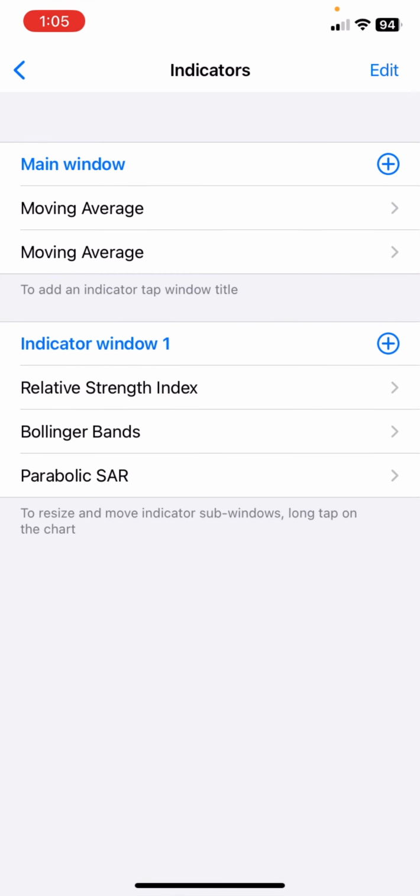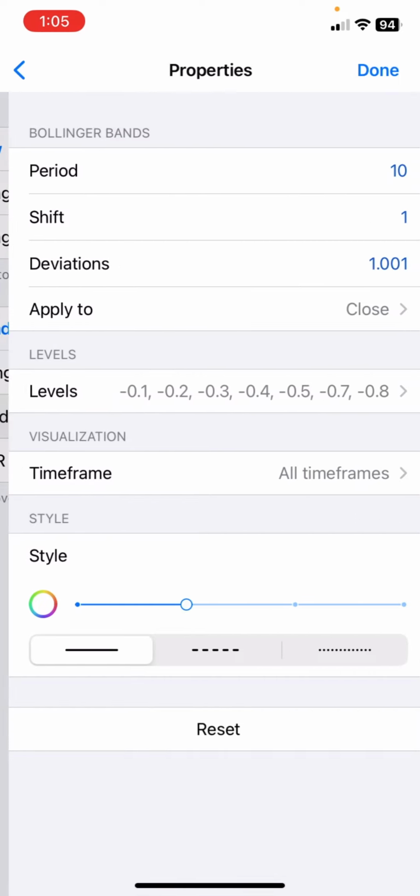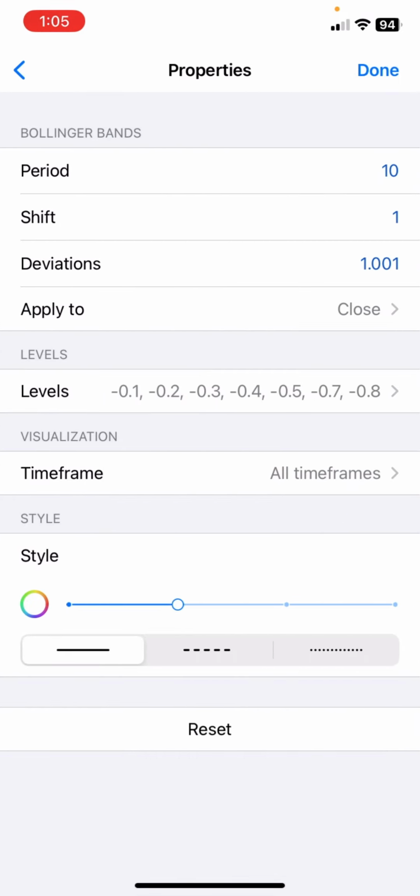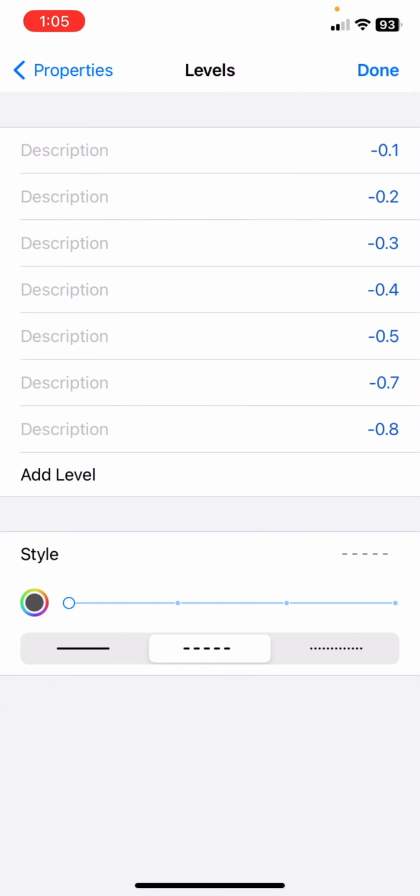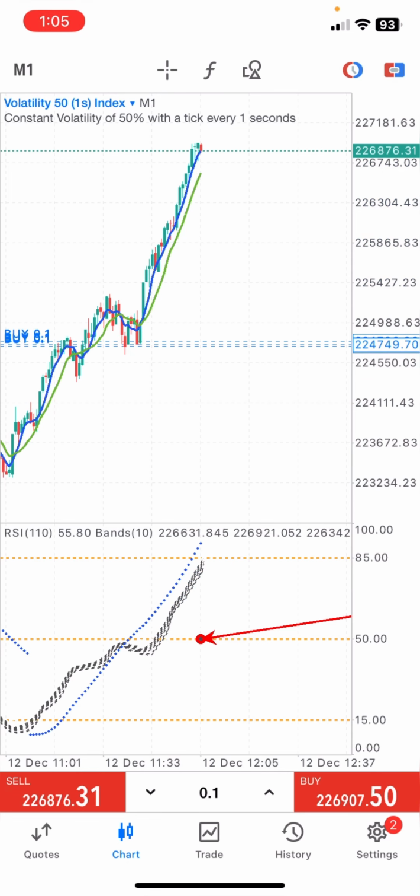Okay, now to the next indicator. Click on the indicator window 1 plus, search for Bollinger Bands and click on it. Now the period is 10, shift is 1, the deviation is 1.001, apply to close, and for the levels we need minus 0.1 to minus 0.8. I'm using black color; choose a color of your choice.